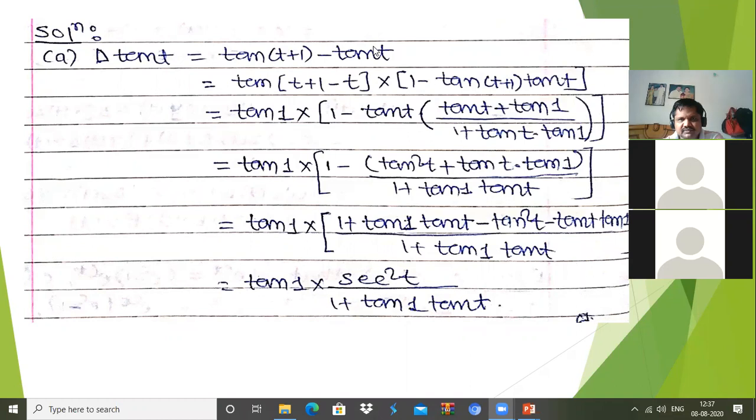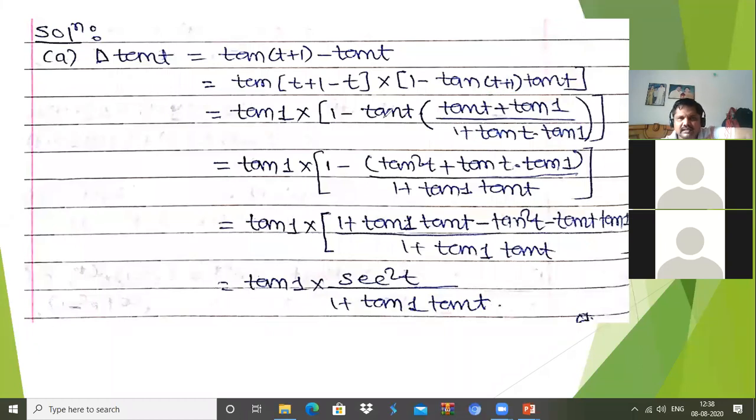What should be here? The formula for tan(alpha plus beta) is tan alpha plus tan beta upon 1 minus tan alpha into tan beta, and what is the formula for tan alpha minus beta? tan alpha minus tan beta upon 1 plus tan alpha into tan beta, I think like that. You check that formula there. Okay, the formula for tan alpha minus beta has the plus, correct. So tan t plus tan 1 upon 1 plus tan t into tan 1.